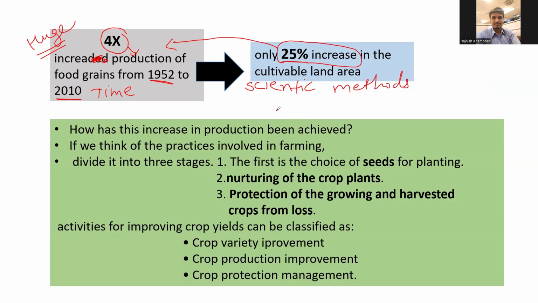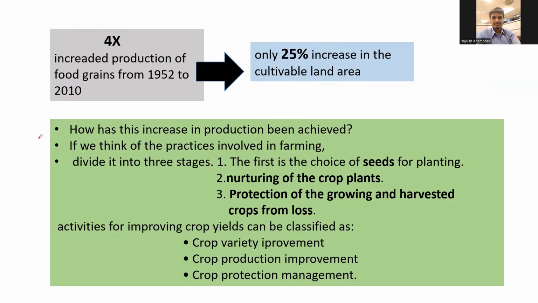Okay, how did we do that? By using scientific methods. And all these scientific methods are there in the whole chapter after this. So whatever we are learning is the management, or the science behind farming. Clear? So let's see. The next topic is, how has this increase in production been achieved? How? That is my question. If we think of the practices involved in farming, they are divided into 3 stages. Okay, 3 stages of what?